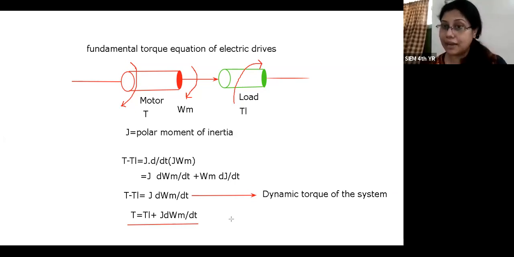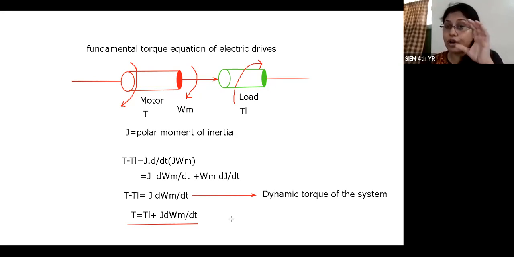Now what is the purpose of dynamic torque? During transient operation. Now what is transient operation? Whenever we are starting a motor, during the starting time, and whenever we are stopping the motor, or whenever we are braking the machine. Braking means obviously we are decreasing the speed, and the definition of braking is to stop the machine.